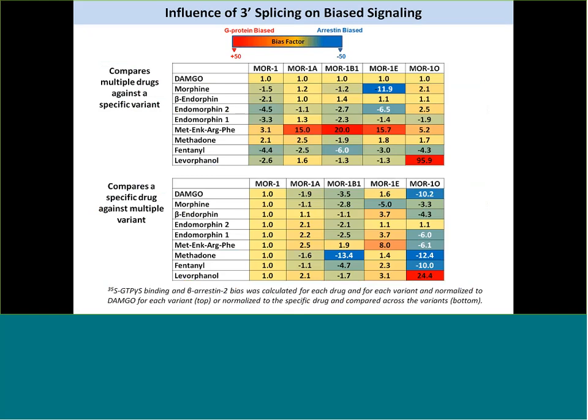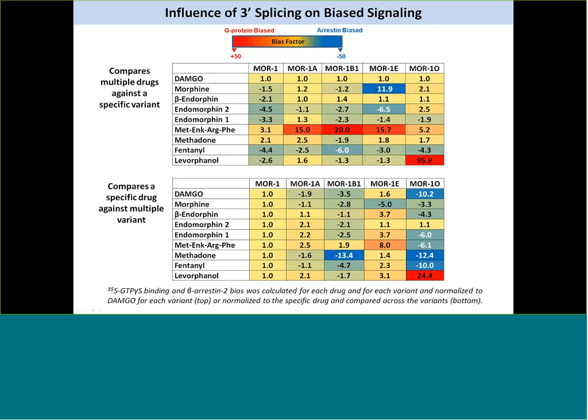If you actually calculate a bias factor and you take a look at the patterns, you can actually see this more graphically. By comparing multiple drugs against a single variant, all normalized to DAMGO, what you can see is that for a wide range of drugs, their bias factors differ enormously. You go from a beta-arrestin bias to a G protein bias, or somewhere in the middle.